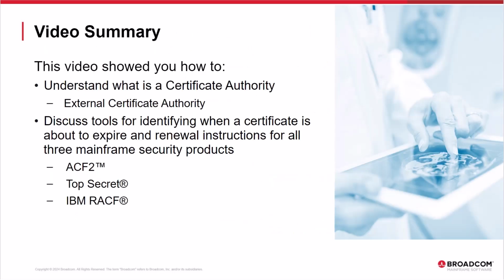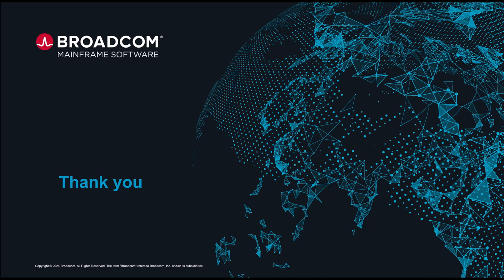This video showed you how to understand what a certificate authority is, specifically an external certificate, identify when a certificate is about to expire, and renewal instructions for all three mainframe security products: ACF2, Top Secret, and IBM RACF. Thank you for watching this video of renewing certificates, external certificate authority.